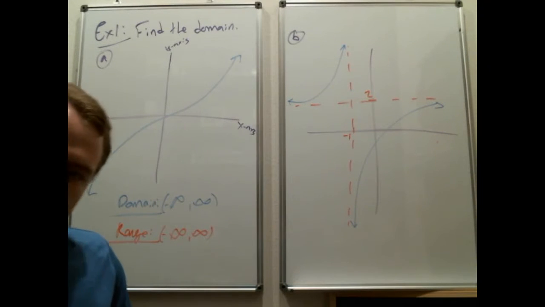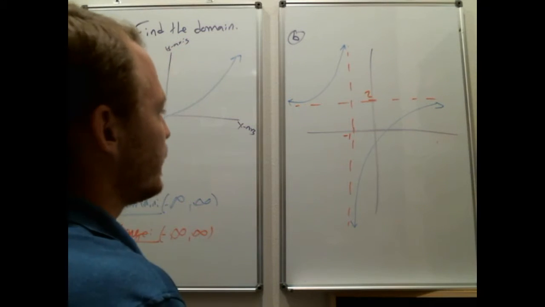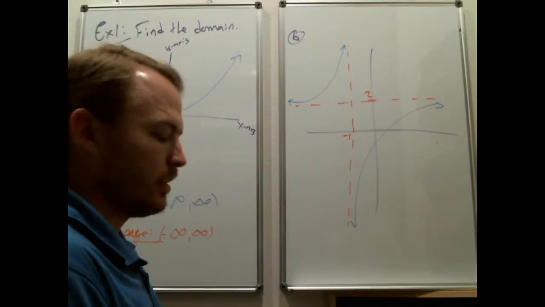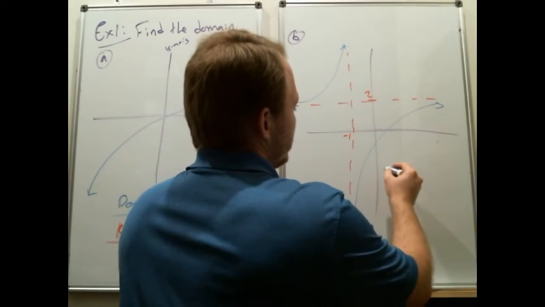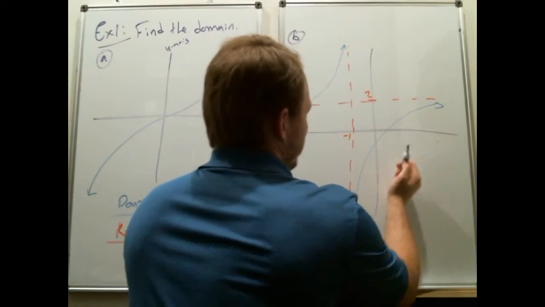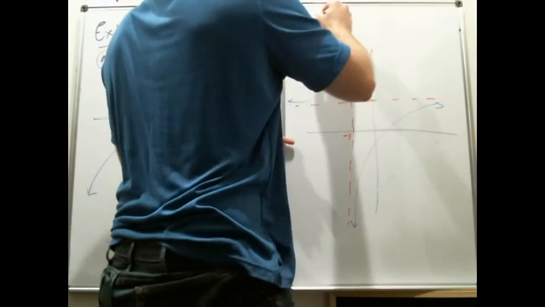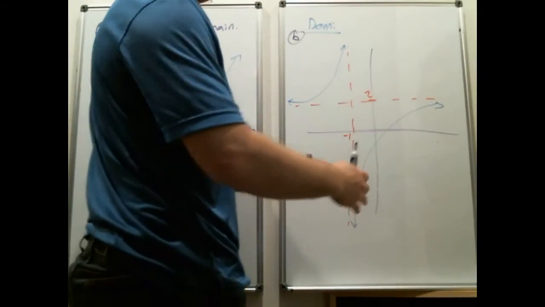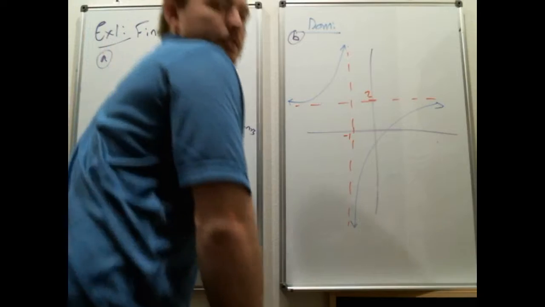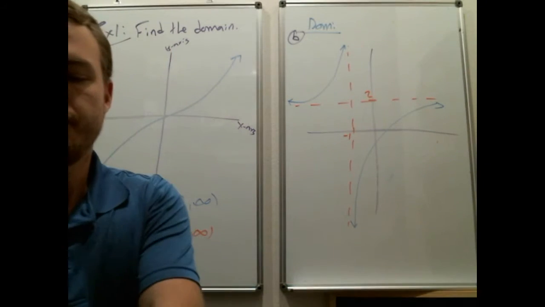All right, so pause the video and give it a try. I encourage you to do that anytime. All right, so let's start with the domain. I need more room. We'll do the domain at the top. Domain. So remember, the domain is all the x values that this graph uses. And so start with the smallest x value.